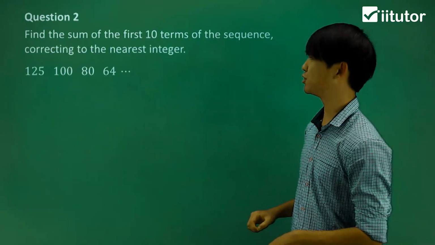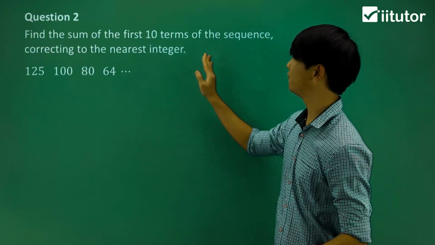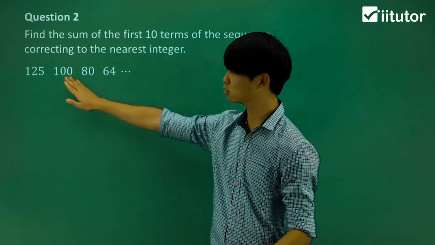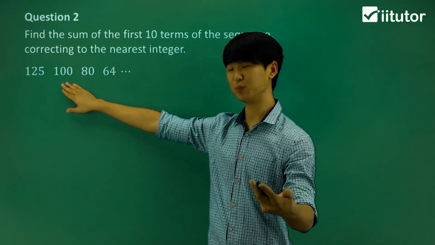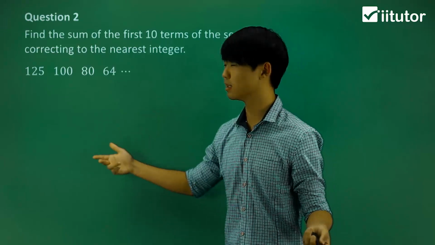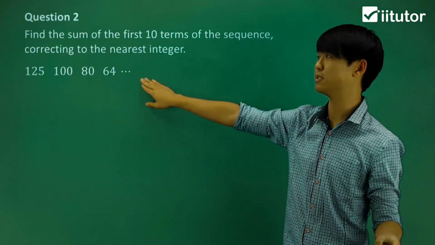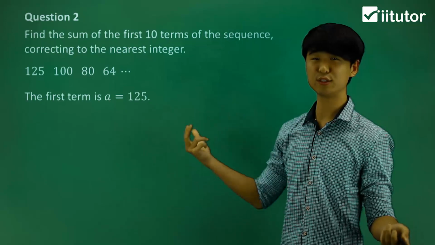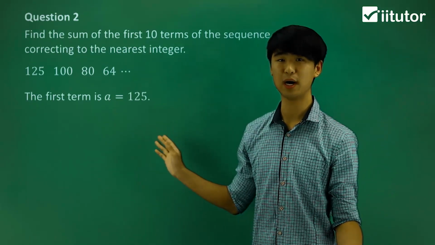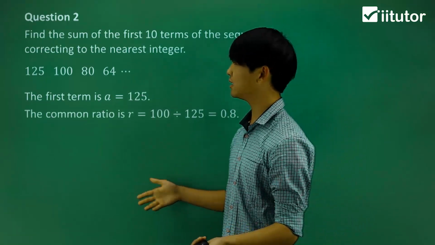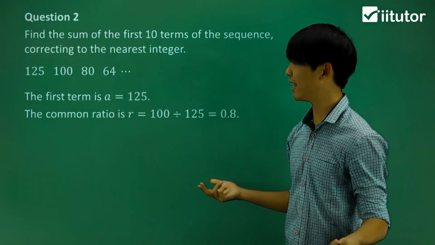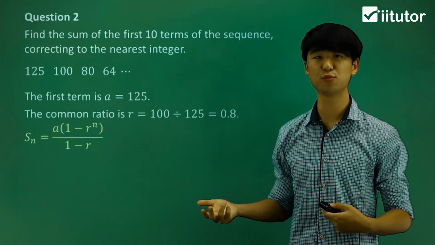Now, if we take a look at question 2, we're going to find the sum of the first 10 terms of the sequence, correct to the nearest integer. It looks like my common ratio is going to be less than 1, since all my numbers are getting smaller. So let's find the sum of the first 10 terms of this sequence. The first term, a equals 125. That's the easy part. Now the common ratio: I can divide my second term by my first term, and my ratio is 0.8.